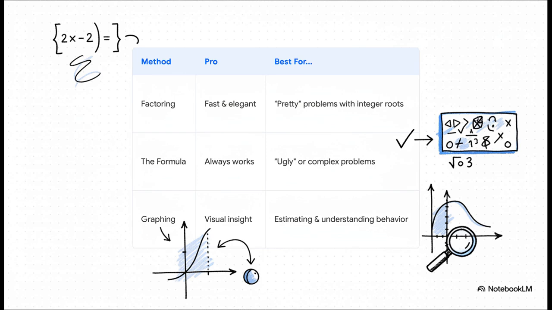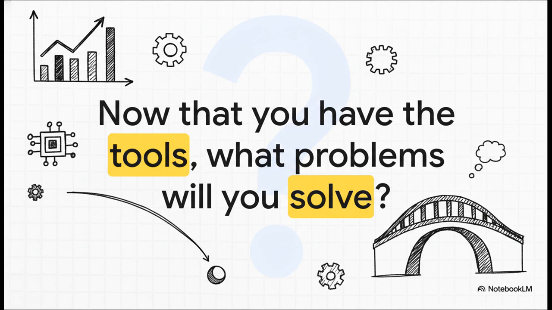It always works. And if you really need to understand the big picture, like the maximum height of that ball we threw, graphing is going to be your best friend. So there you have it, the code behind the curve. It's a language that describes the flight of a ball, the shape of a bridge, even economic models for profit. You now have a complete toolkit to read and to solve that code. The only question left is, what problems will you solve?